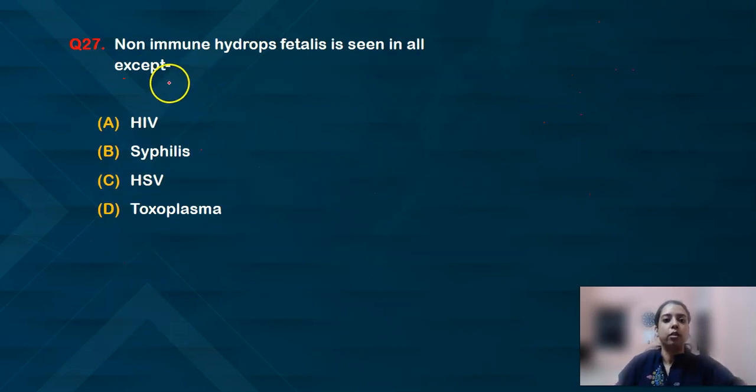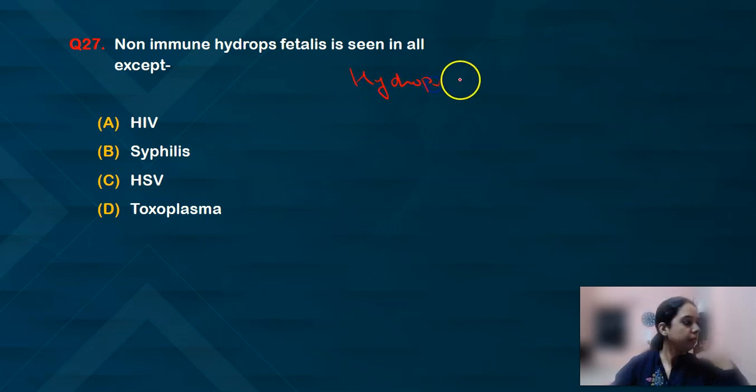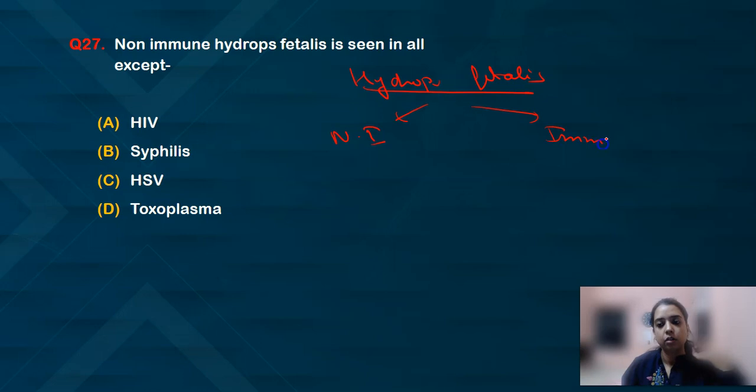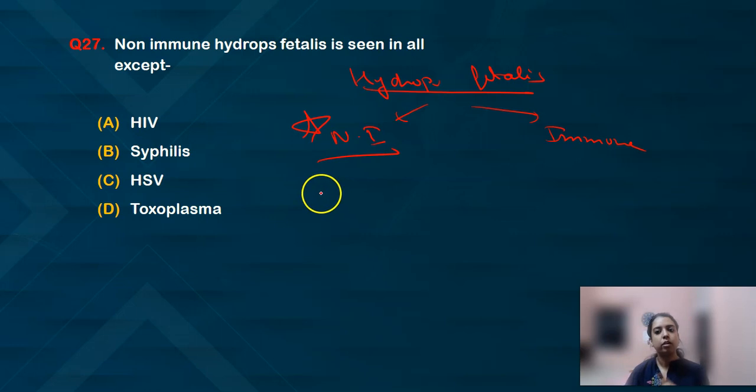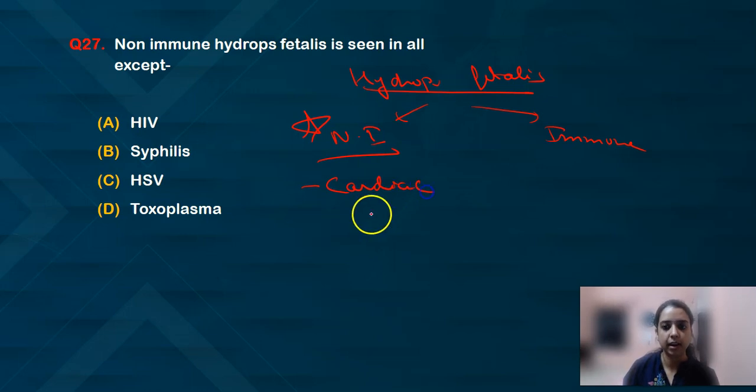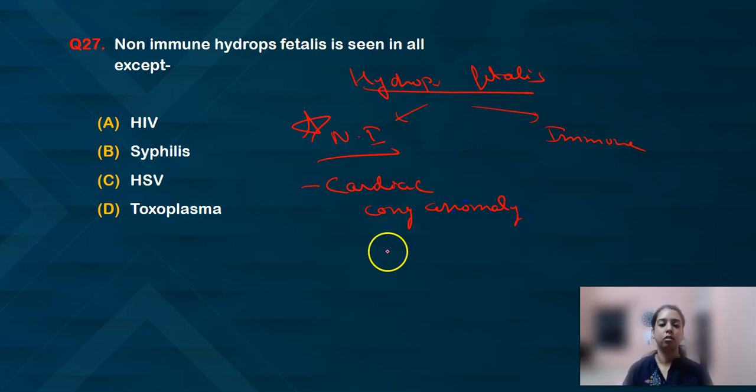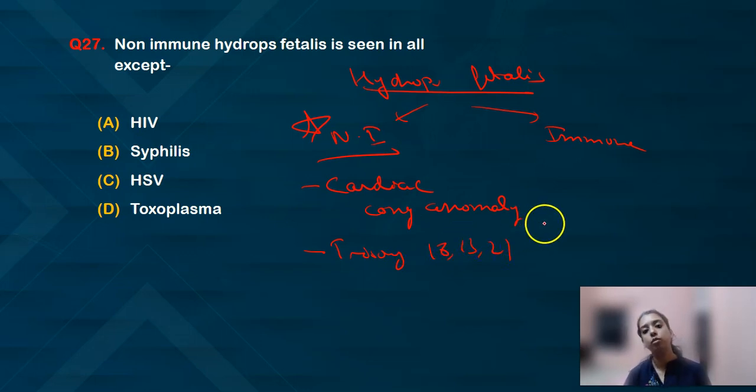Now, non-immune hydrops fetalis is seen in all of the following except. So, causes of hydrops fetalis could be non-immune and immune. Non-immune causes are the most common cause of hydrops fetalis, and among them the most common are cardiac anomalies. So cardiac congenital anomalies, not the mother. Cardiac congenital anomalies are the most common cause of non-immune hydrops. Besides that, trisomy 18, 13 and 21 are also causes of non-immune hydrops fetalis.